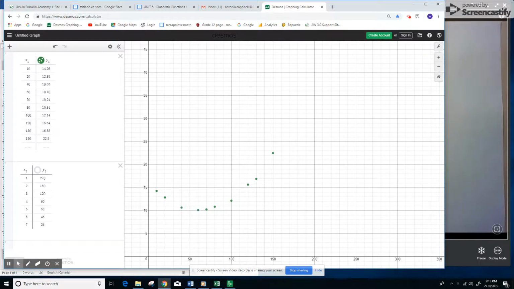Hi, folks. We're going to take a look at numbers 4 and 5 on page 167. So let's start with number 4. It gives us a table of values that show the speed of a car and then the fuel economy in liters per 100 kilometers. And they ask us to make a scatter plot.